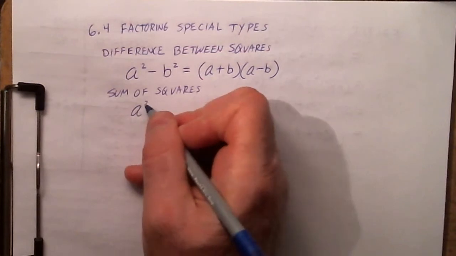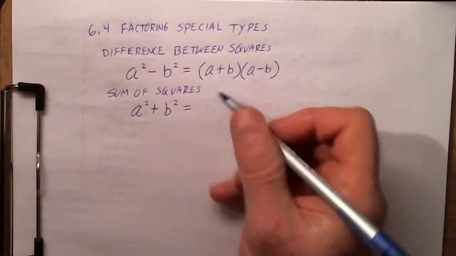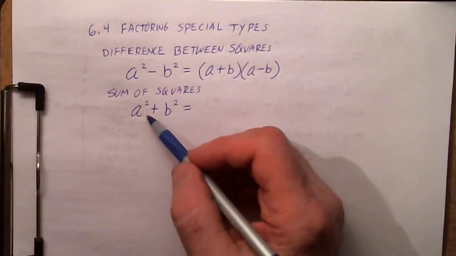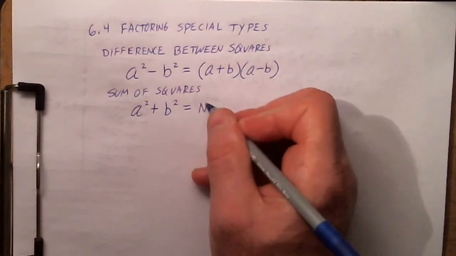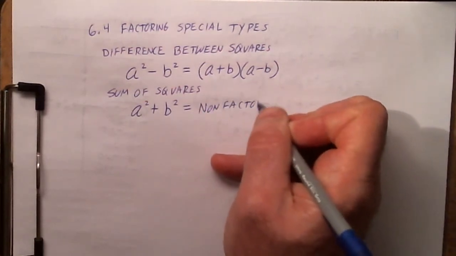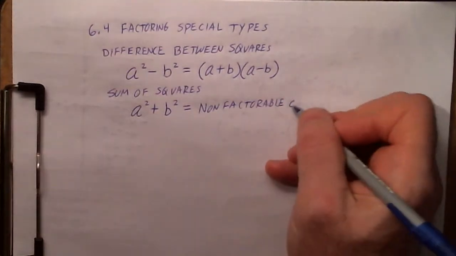The sum of squares is going to be, in general, something that looks like this, a binomial that looks like this. Unfortunately, ladies and gentlemen, the sum of squares can never be factored. So the sum of squares is non-factorable, or prime.